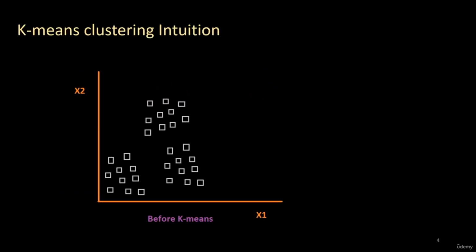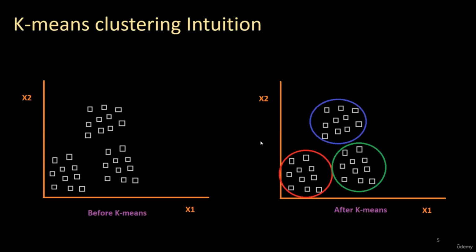So this is the intuition behind K-means clustering. What is happening? This is the data set which is given to us to perform K-means clustering. This is the situation of K-means clustering. What do we want from K-means clustering? We want K-means clustering to cluster this data set into groups.